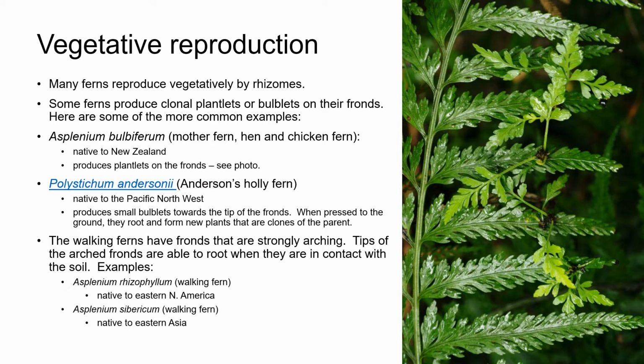The walking ferns have fronds that are strongly arching. The tips of the arched fronds are able to root when they're in contact with the soil and then produce new clonal plantlets. Examples of the walking ferns that do this are Asplenium rhizophyllum, which is native to eastern North America, and Asplenium sibiricum, which is native to eastern Asia.